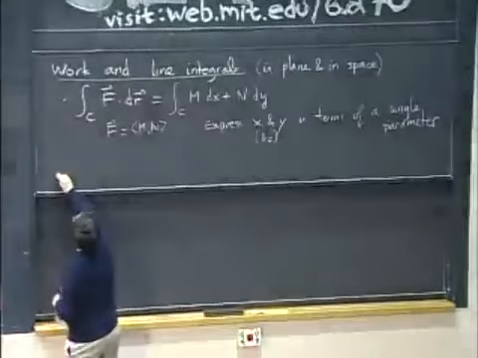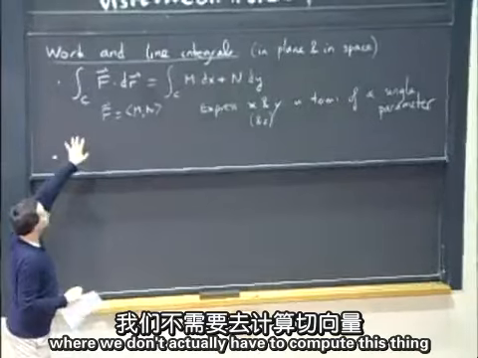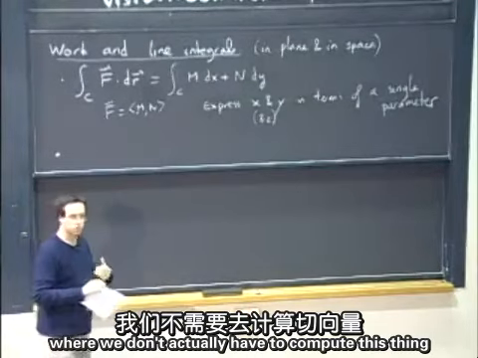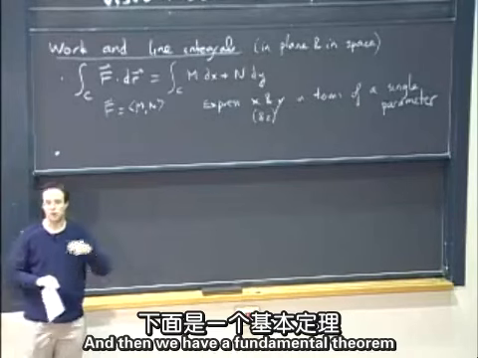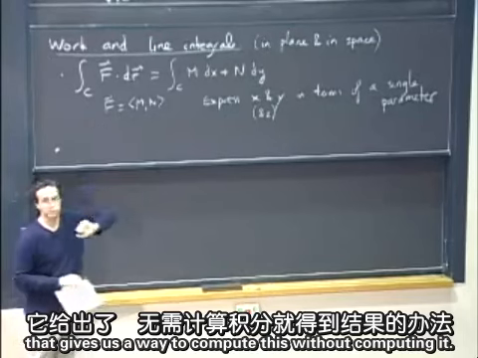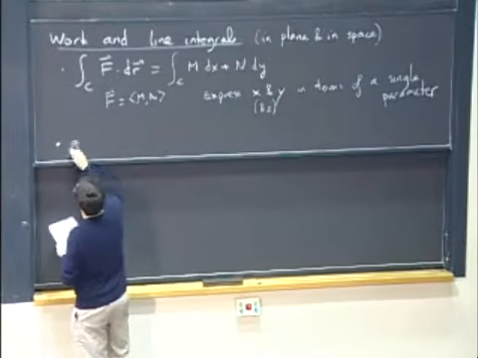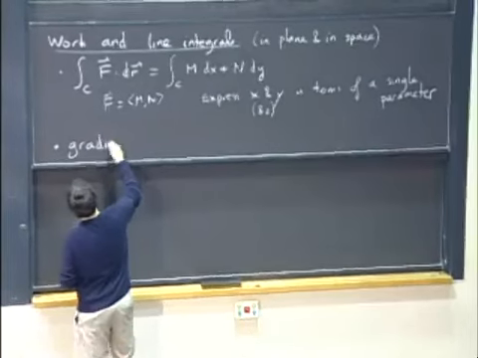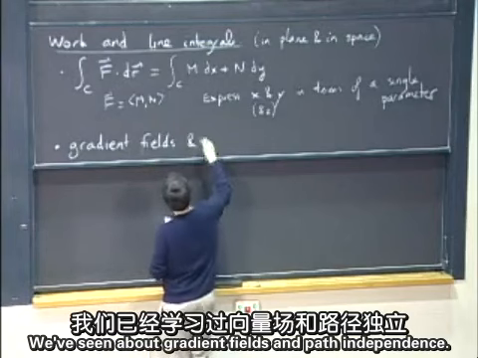So the other thing we've seen is that there are some special cases of vector fields where we don't actually have to compute this thing, because maybe we know that it's the gradient of some potential function, and then we have a fundamental theorem that gives us a way to compute this without computing it. Okay, so we've seen about gradient fields and path independence.